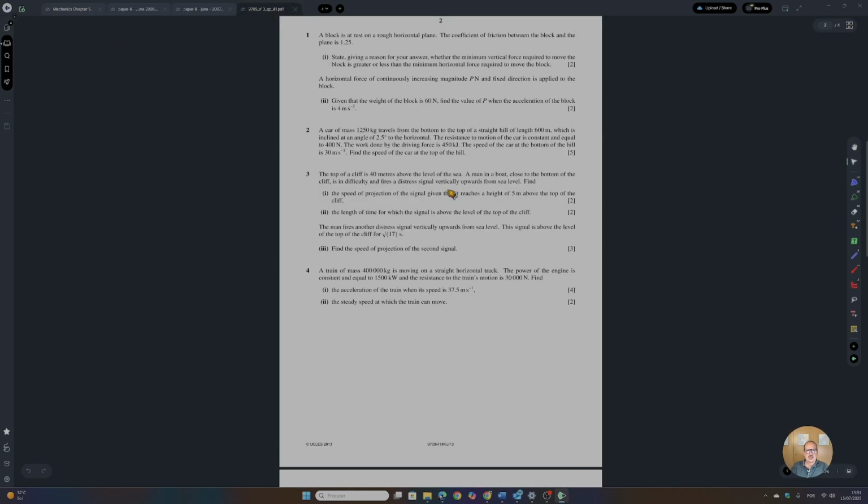It says a car of mass 1,250 kilograms travels from the bottom to the top of a straight hill of length 600 meters, which is inclined at an angle of 2.5 degrees to the horizontal. The resistance to motion of the car is constant and equal to 400 newtons. The work done by the driving force is 450 kilojoules. The speed of the car at the bottom of the hill is 30 meters per second. Find the speed of the car at the top of the hill.